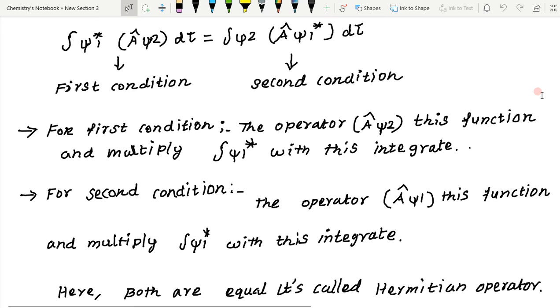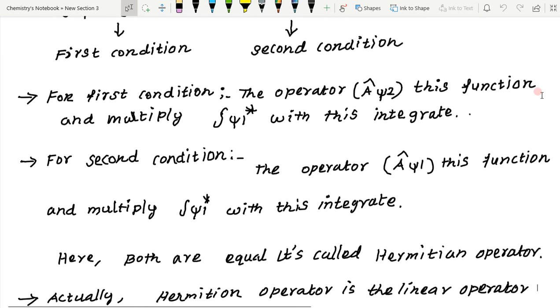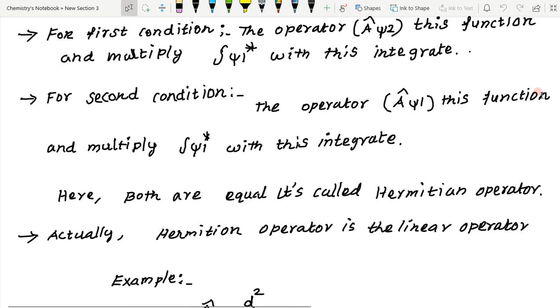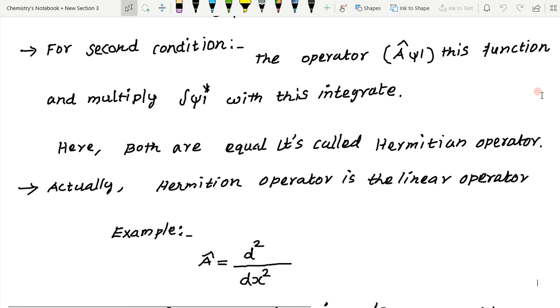In the first condition, the operator A acts on the function psi 2, and we multiply by psi 1 star and integrate. For the second condition, on the right side, the operator A acts on psi 1, and we multiply by psi 1 star and integrate. Here both are equal. It is called a Hermitian operator. Actually, a Hermitian operator is a linear operator.